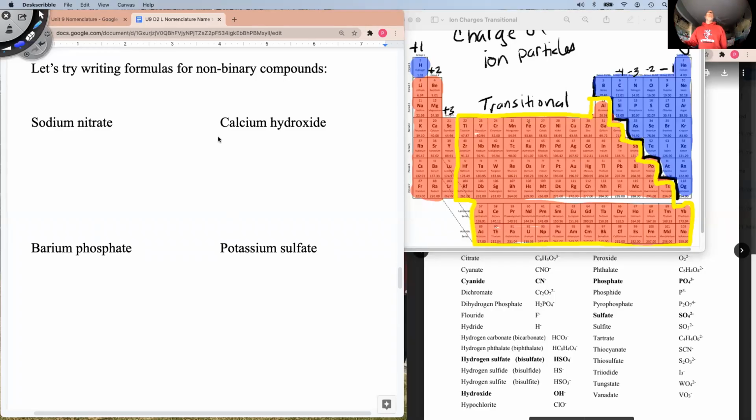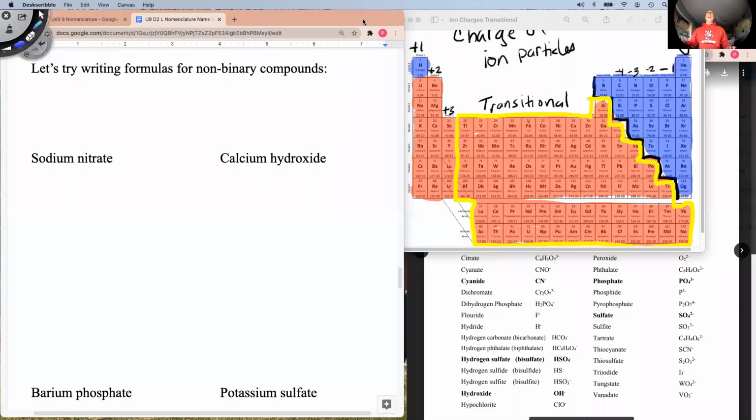Now we're going to write formulas for non-binary compounds. Non-binary is when you have more than 2 elements in there. But it's exactly the same. There's just a couple of little caveats that you have to do. So sodium and nitrate. Well, here's sodium right here. There's sodium. Sodium is an Na with a +1 charge, right? So I'm going to rewrite that for you. I'll just add a little more space so that I could have some more room.